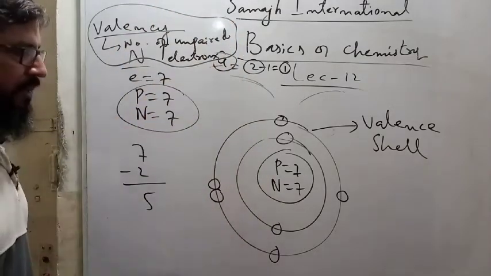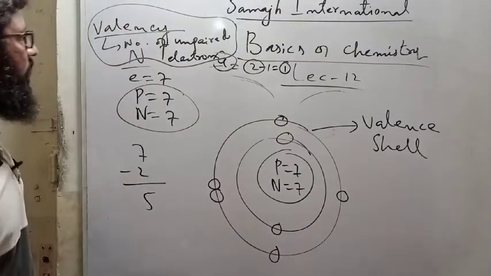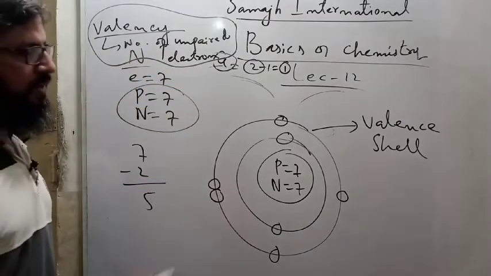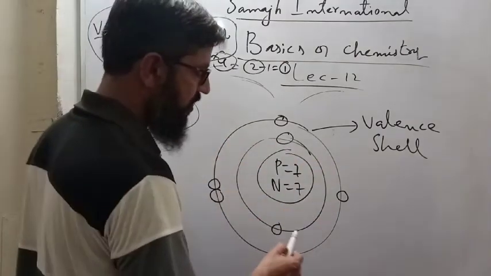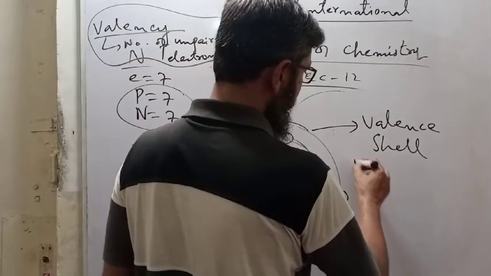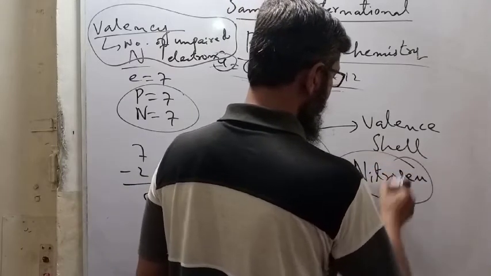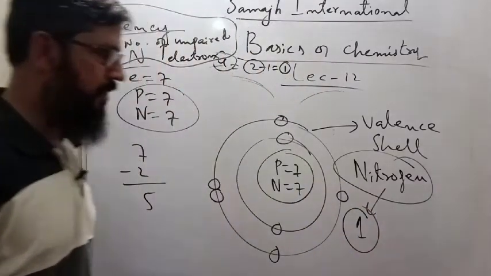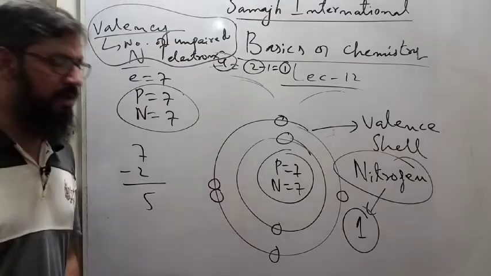So we have done the electronic configuration in the light of the octet rule. Be careful about it. And what is this valency? The number of unpaired electrons in the valence shell or last shell. So how many electrons are unpaired? 1, 2, 3. So simply the valency of nitrogen is 3. Another definition of valency is the combining power of an atom.